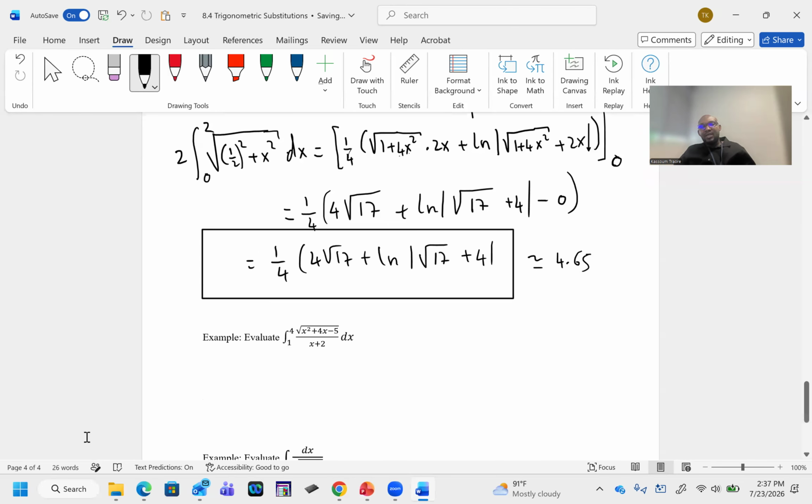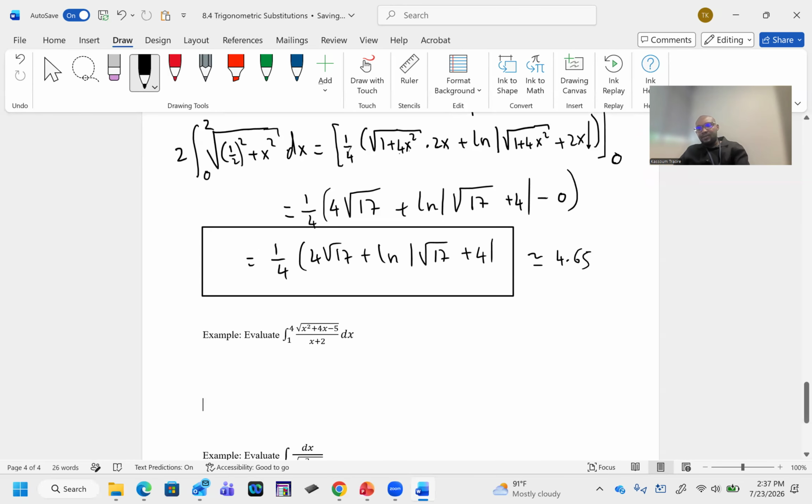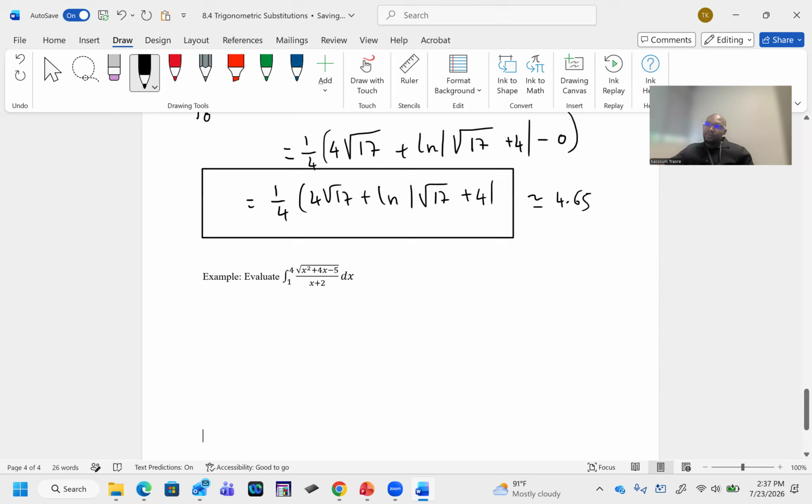Okay. So let's move to the last one. The last one is finding the integral from 1 to 4 of the square root of x squared plus 4x minus 5, divided by x plus 2.